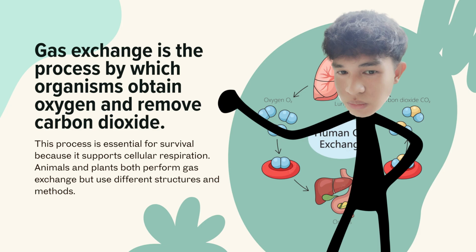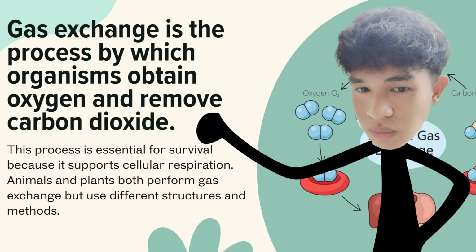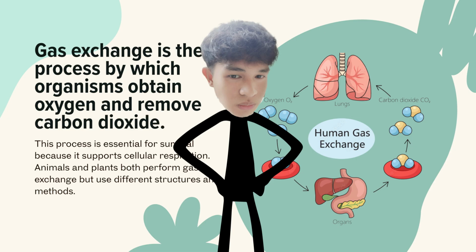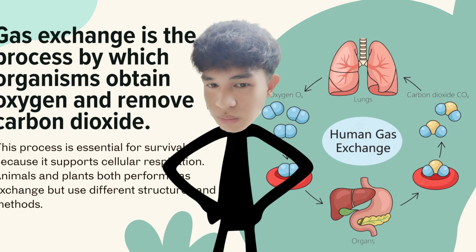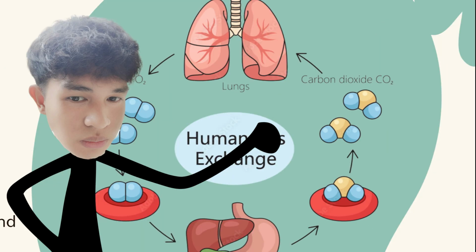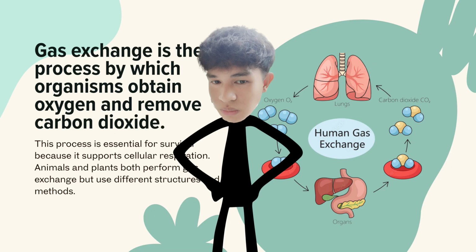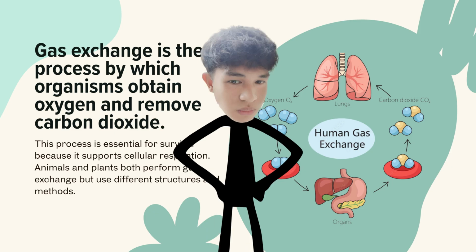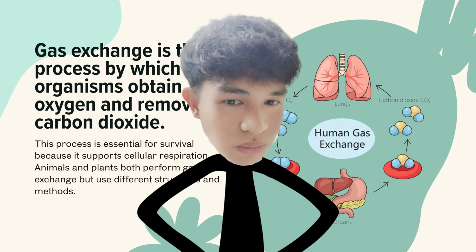Gas exchange is the process by which organisms obtain oxygen and remove carbon dioxide. This process is essential for survival because it supports cellular respiration. Cellular respiration is how cells produce energy from food. Oxygen is needed for this process, while carbon dioxide is produced as a waste product. Both animals and plants perform gas exchange, but they use different structures and methods depending on their needs and environment.